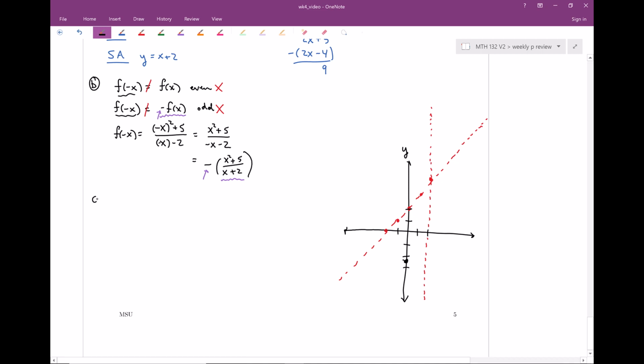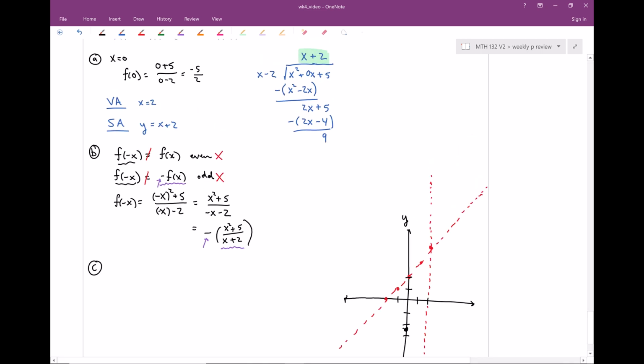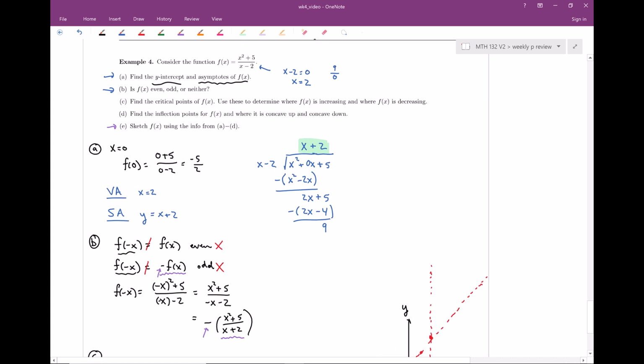All right, moving on to C. Again, no derivatives in the earlier parts, but finally, in C, it looks like we're going to need some derivatives. Find critical points. Use these to determine where the function is increasing and where it is decreasing. So I need to find critical points. Remember, critical points are points in the domain where either the derivative is equal to 0 or it's undefined.